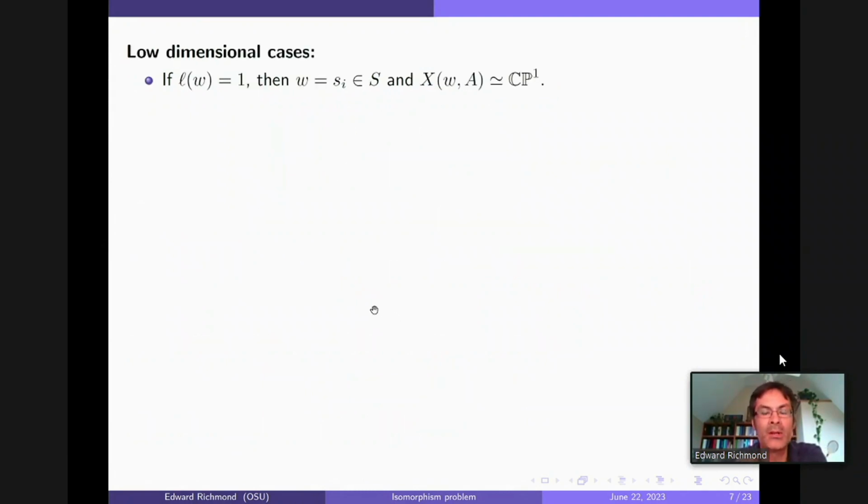Okay, so let's look at some low-dimensional cases of this problem. If the length of W is just 1, then W is just some simple reflection, and it turns out that all of these one-dimensional Schubert varieties are just projective space. So when it comes to the isomorphism problem, all one-dimensional Schubert varieties in the complete flag variety are the same. They're just projective space, and we're done. So this is sort of case 0 in a lot of ways.